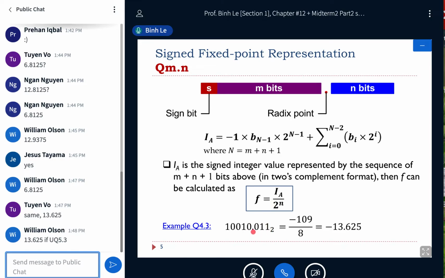And the value, what real number it represents, is very easy. You just treat this one. Forget the decimal point, the binary point over here. Just look at the integer value that these 8 bits represent in 2's complement. So what is the value of these 8 bits in 2's complement? Can you tell me that number?